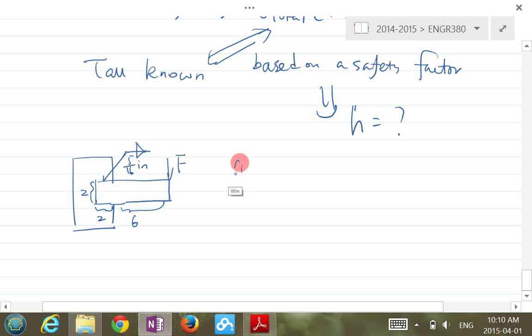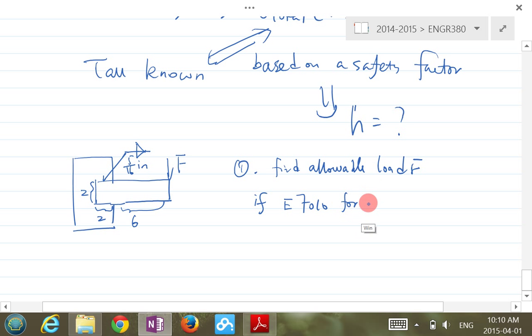So, first question: find the allowable load F if the electrode is E7010, and the base metal is one hot rolled 1020, the other hot rolled 1015.